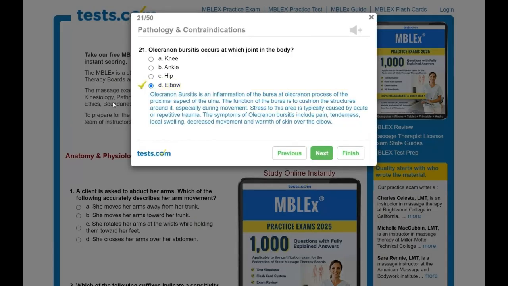D. Elbow. Olecranon bursitis is an inflammation of the bursa at the olecranon process of the proximal aspect of the ulna. The function of the bursa is to cushion the structures around it, especially during movement. Stress to this area is typically caused by acute or repetitive trauma. The symptoms of olecranon bursitis include pain, tenderness, local swelling, decreased movement, and warmth of skin over the elbow.